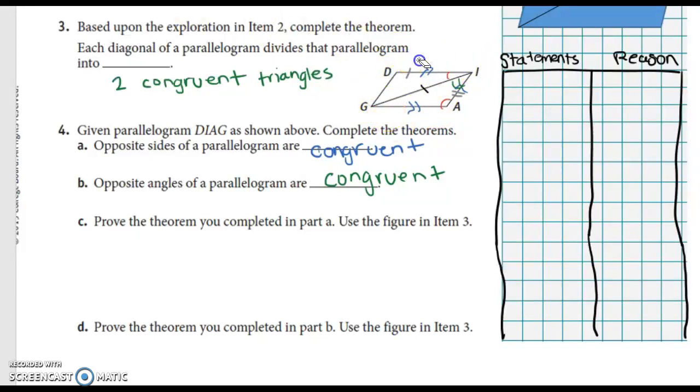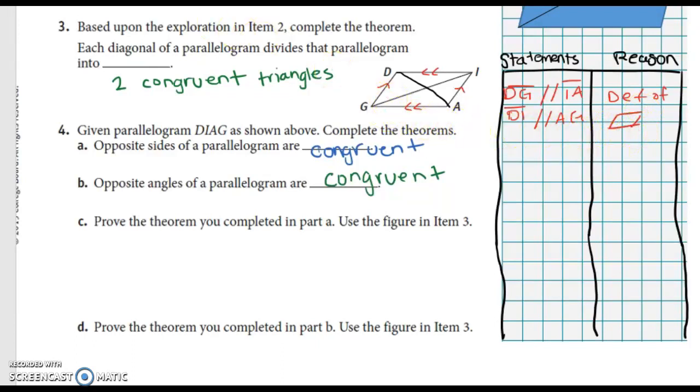So I'm going to get rid of these little notations over here. And I'm actually going to draw another diagonal going the other way so we don't have angle G and angle I obstructed at all. And then basically we're doing the same thing that we did in part C, but now for separate triangles. So I know that DG is parallel to AI and AG is parallel to DI because of the definition of parallelogram.